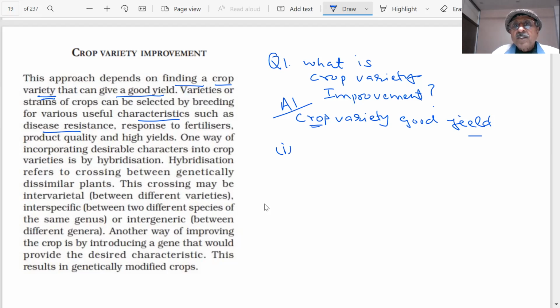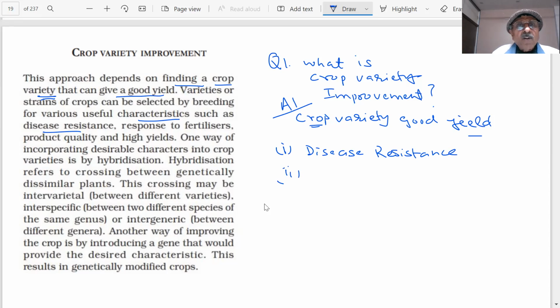Characteristics which we are saying, the crop variety which will give good yield means that this crop variety should be disease resistant. Disease resistant. Anything which falls sick, student, is not healthy, and it is a waste of time, then it will die.